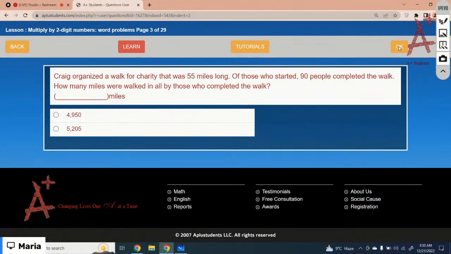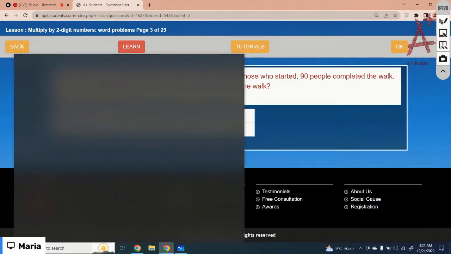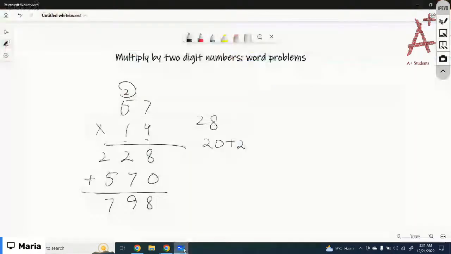Okay, the next one is: Greg organized a walk for charity that was 55 miles long. Of those who started, 90 people completed the walk. How many miles were walked in all by those who completed the walk? So you have to do 90 times 55. Got it?